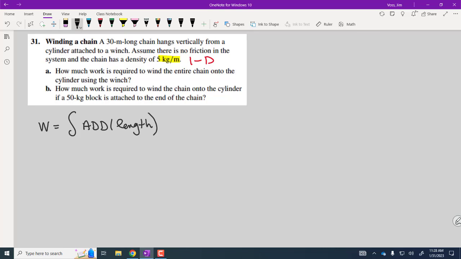Okay, so let's start filling in blanks. 9.8, that's gravity. They gave us density to be 5 kg per meter, so that's the first two. Acceleration, density, now distance. So let's draw a picture if we need to. We've got our chain hanging down and it's attached to a winch. And it's 30 meters.